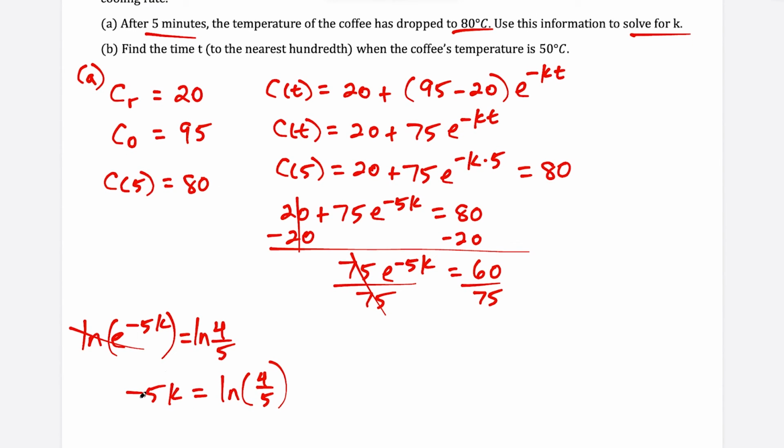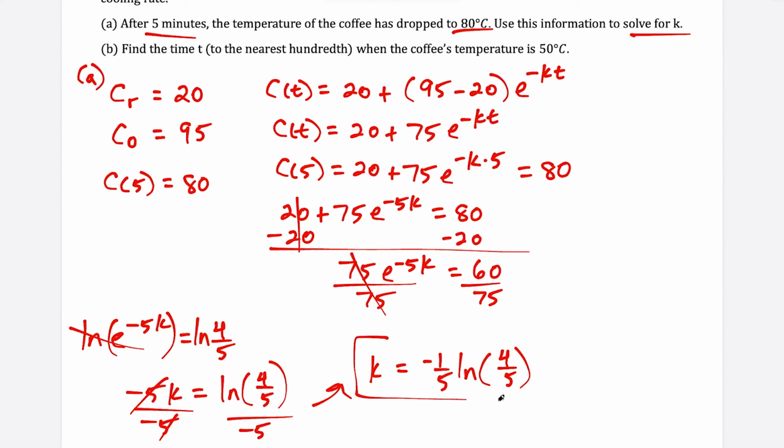All right, so here we're dividing by negative 5, and the question said to solve for k. They didn't tell us to round, so I'm going to leave k as is, in this form here. And one thing that I'll do is instead of saying divided by negative 5, I'm just going to say negative 1/5 times natural log of 4 over 5. Just note dividing by negative 5 is the same thing as multiplying by negative 1/5. So here is our k value.